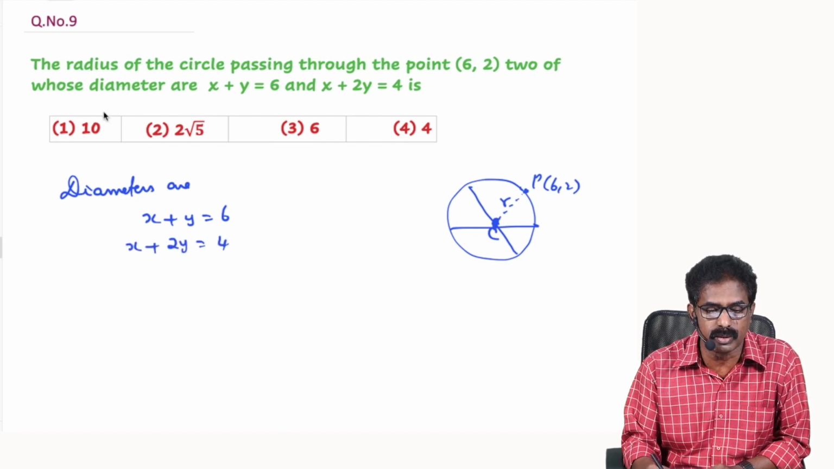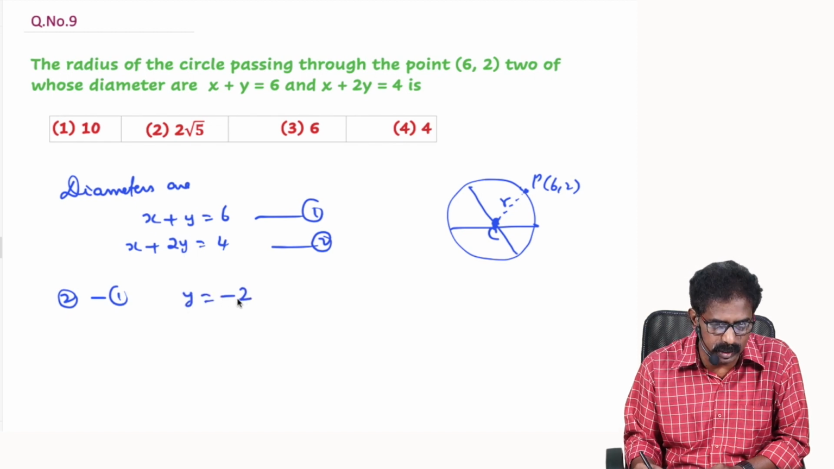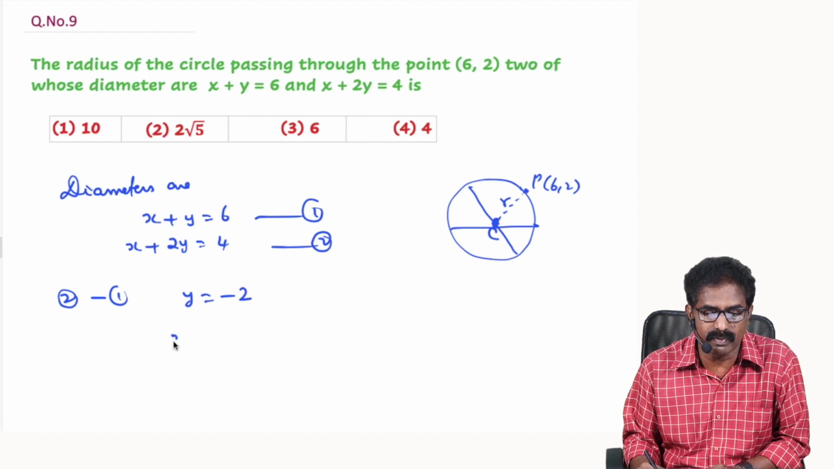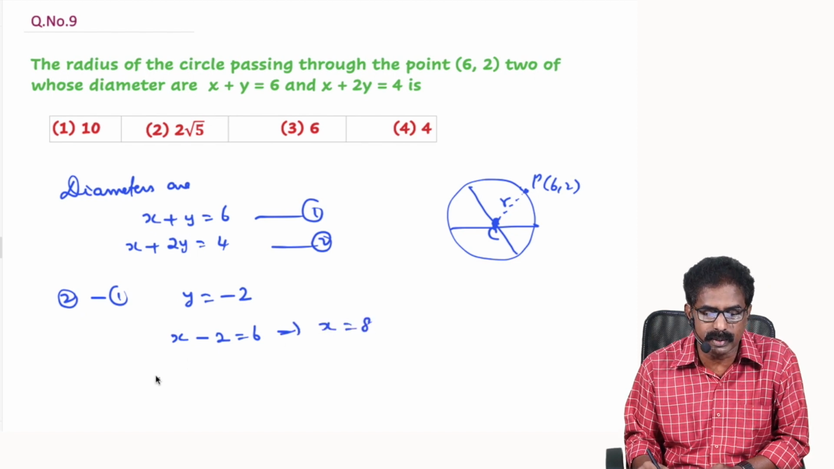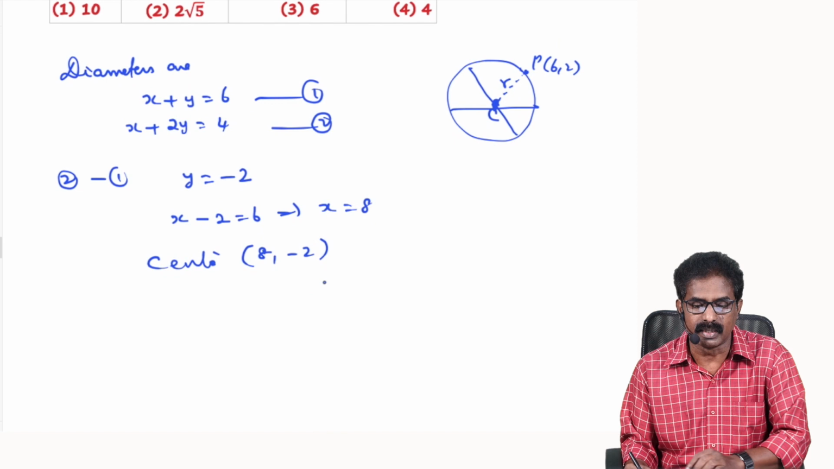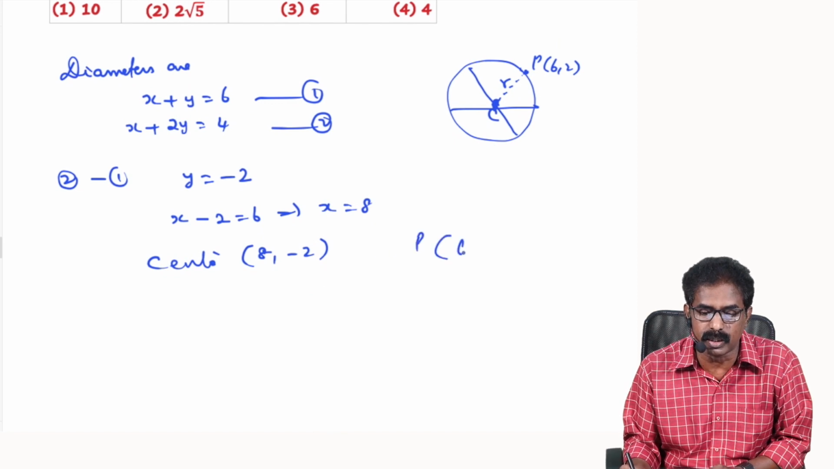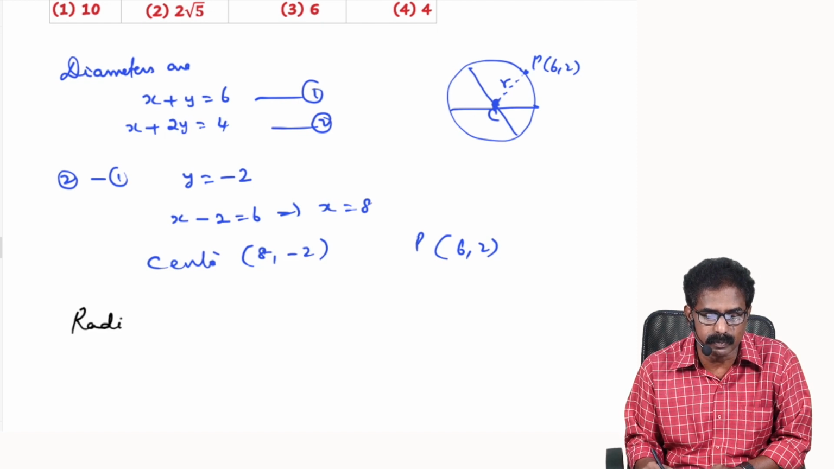So just to solve these two, you subtract. Equation 1, equation 2. Equation 2 minus 1: x cancels, 2y minus y is y, equal to 4 minus 6, that is minus 2. This is the y value. So for x, substitute in the first equation: x plus y, y value minus 2, equal to 6. So x equal to 8, right? x equal to 8. So you know the center. Center is (x, y), (8, minus 2). So now we know the center, and that point you know it is what? (6, 2).